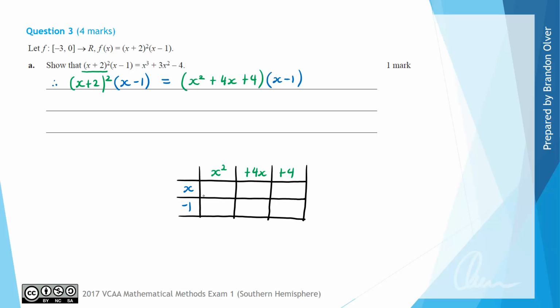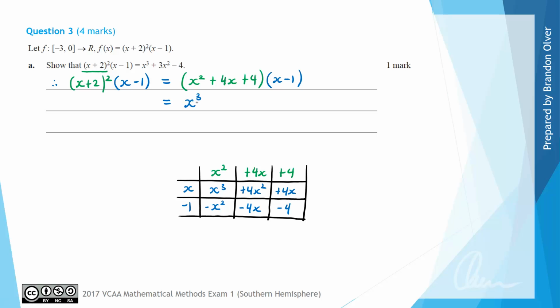So x times x gives x^3, and then 4x times x gives 4x^2, and then 4 times x gives 4x. x^2 times -1 gives -x^2, 4x times -1 gives -4x, and 4 times -1 gives -4. So they are the 6 terms that we get out of that expansion.